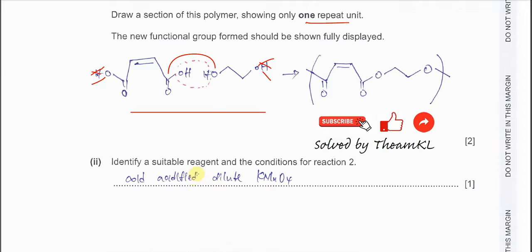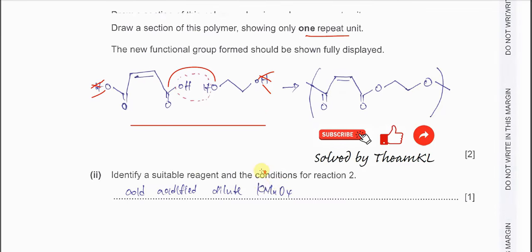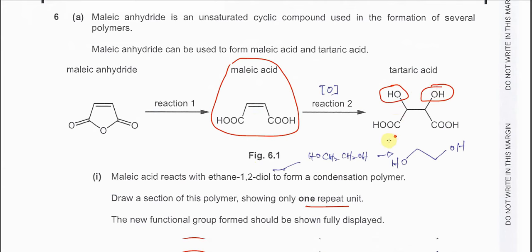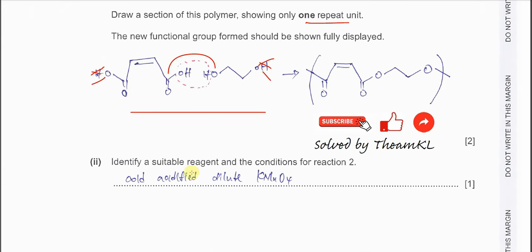Part 2. Identify the suitable reagent and the conditions for reaction 2. This one is to form the diol. The double bond opens up, forming this diol. This one is in AS, the cold or cold dilute acidified KMnO4. Right. So this one is to oxidize the C=C double bond to form diol.